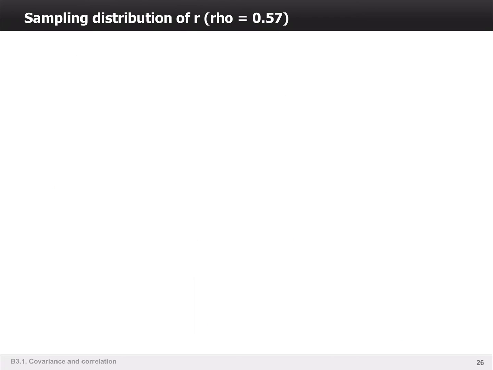Now let's take another example. In this case, my correlation is moderate correlation. So I have 0.57 for the population. Let's see if we repeat the same things again. So if we take different samples of different size, what happened to the correlation?